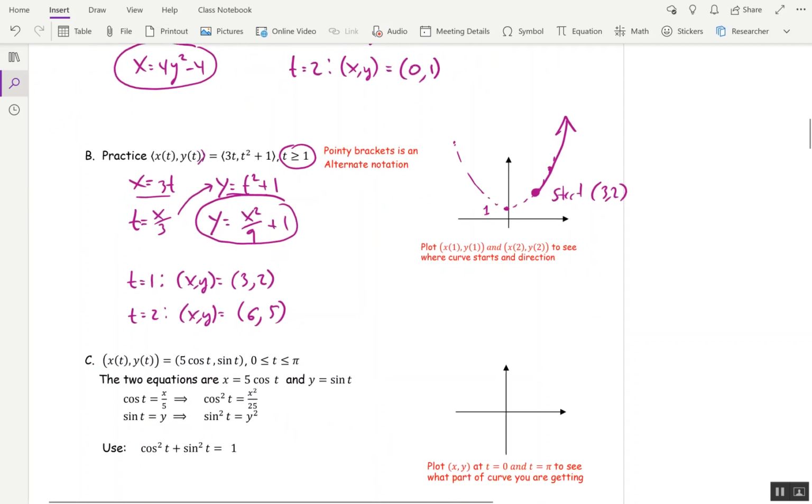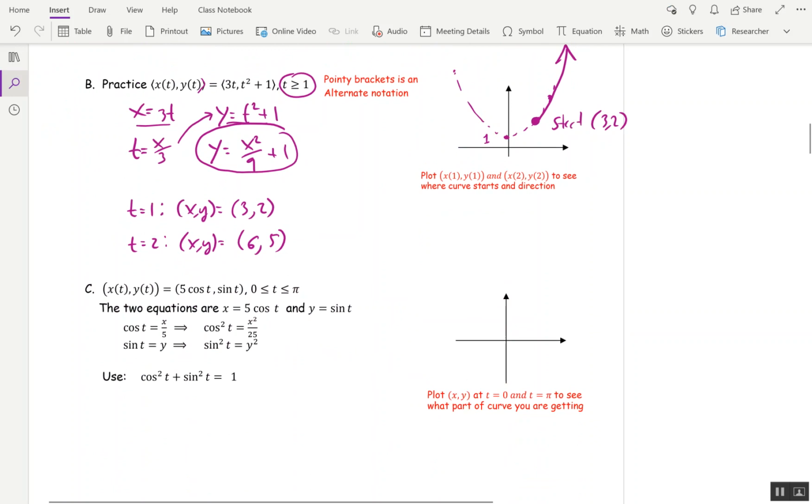Okay, now let's do method 2. Because for this parametric curve, solving one equation for t and plugging into the other is going to result in a mess, because I'll have inverse cosine, and then I'll have sine of inverse cosine. And so it's much easier to use method 2.